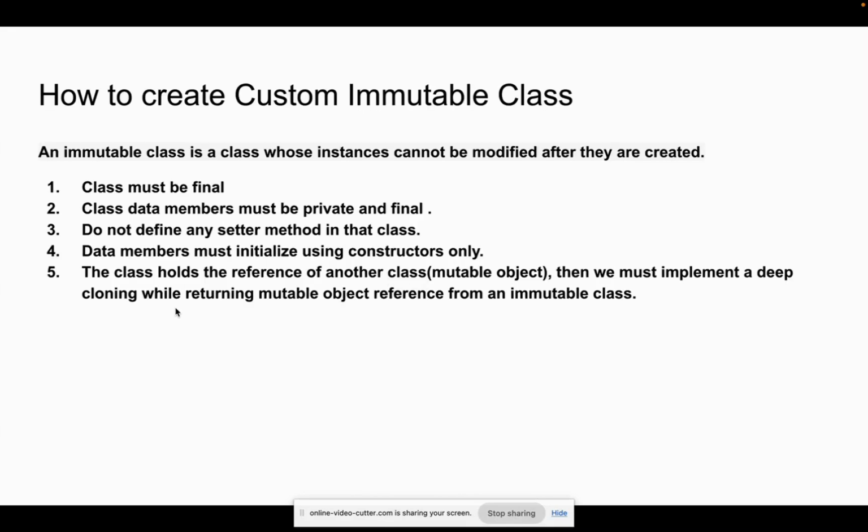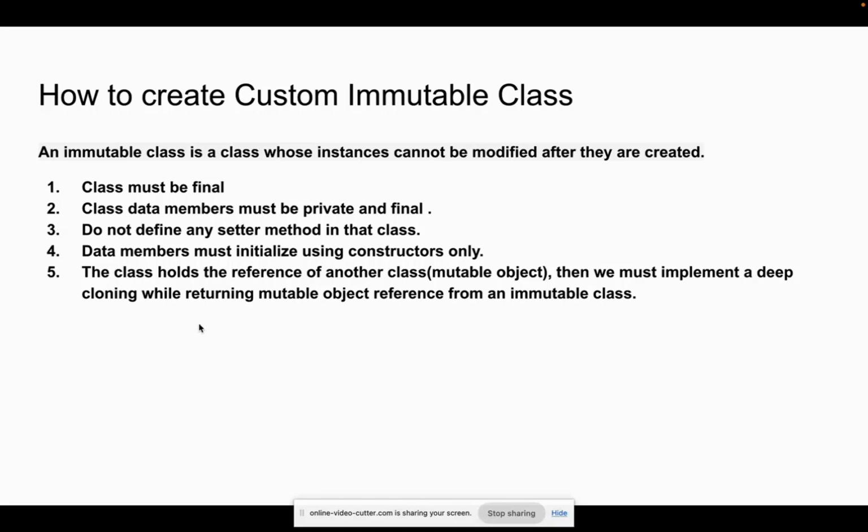Now we need to know what an immutable class is. An immutable class means you cannot modify the value after the object is created. Here we have 5 steps to create an immutable class. The first step: the class must be final. The class members must be private and final, and do not define any setter method in that class. And the data members must be initialized using the constructor only.